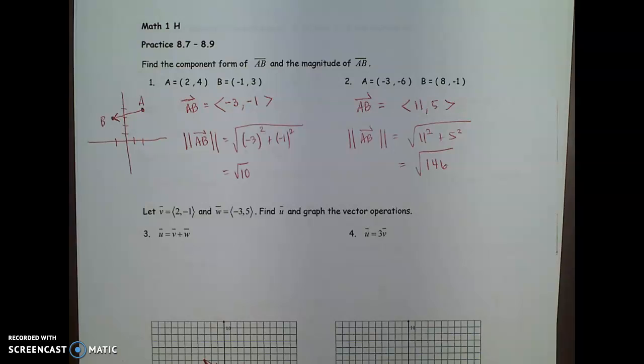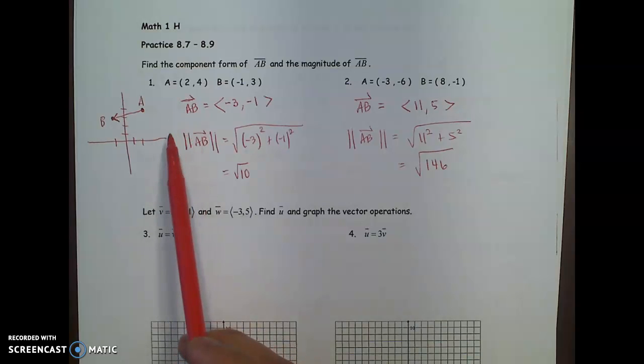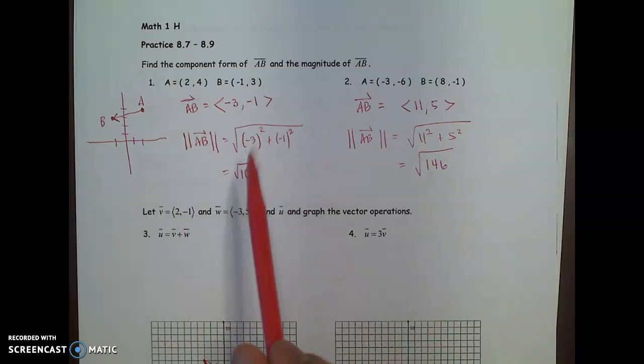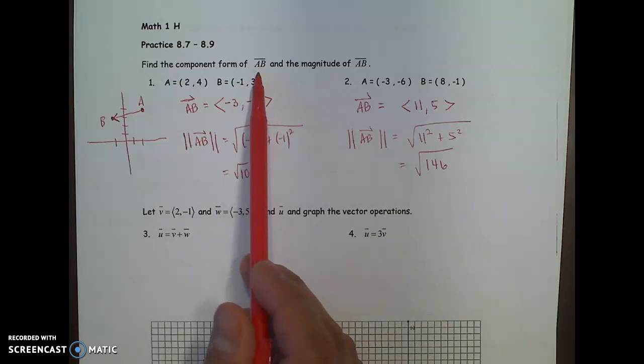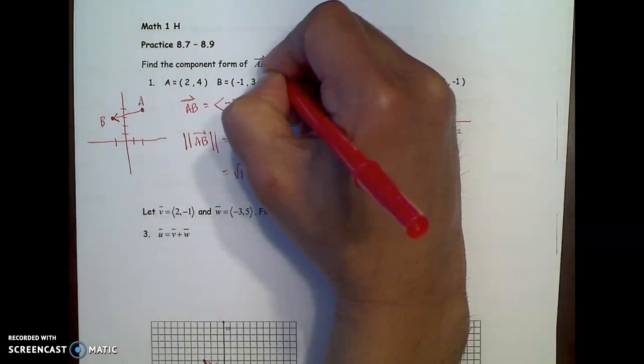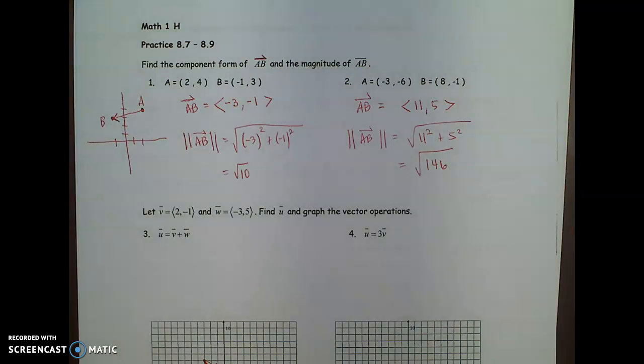So here are the answers for the first handout. I know some people had some questions on finding the component form and the magnitude for AB. Remember, when we label vectors, we label them with two letters. And I know it's not that clear, but for these symbols, where the arrowhead is on, that is the direction in which the vector is going.